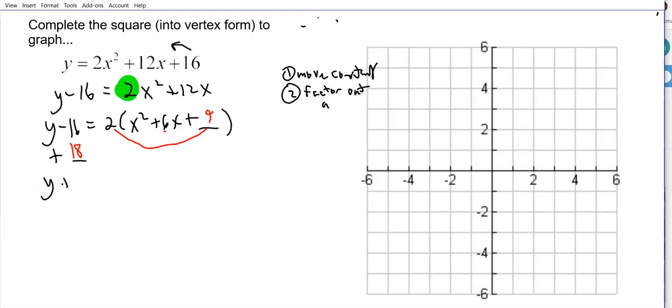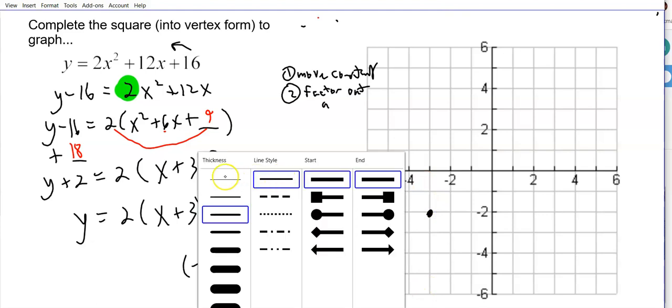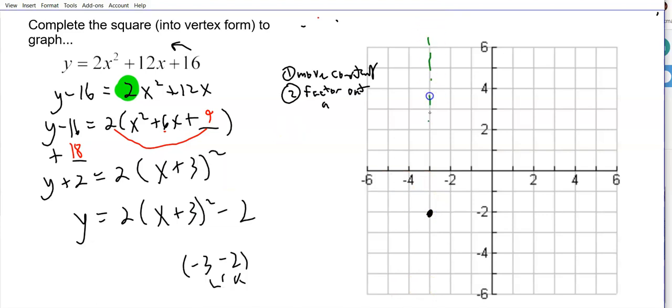So we have y plus 2 equals 2 times x plus 3, quantity squared. And then last step, move the constant back over. So y equals 2 times x plus 3 squared minus 2. So we know our vertex, our h, k, is going to be at negative 3, comma, negative 2. Negative 3, negative 2, that's our vertex. Our axis of symmetry is x equals negative 3. Everything should be symmetric with that.